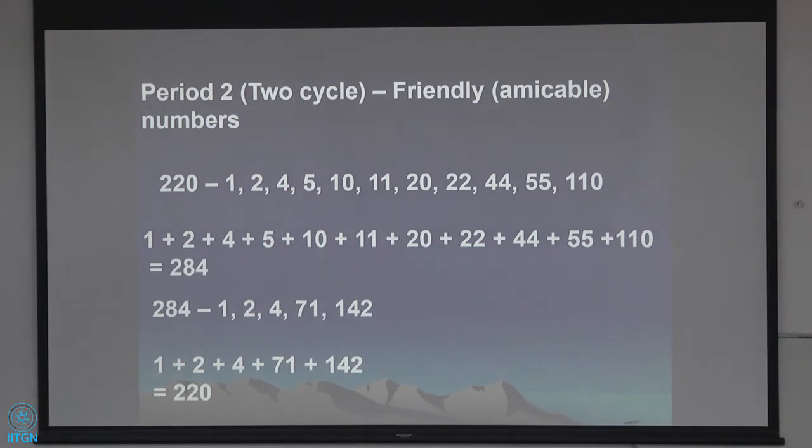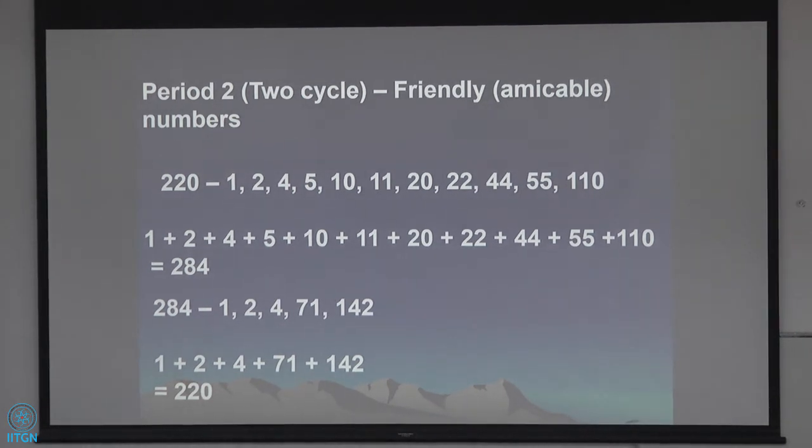In fact, the Pythagoreans were so excited with this that the definition of friendship became: a friend is one who is the other I, such as 220 and 284. That means I chop you off, add the sum, I get your friend. And I chop your friend off and add the sum, I get you back. So, that is what friendly numbers are.